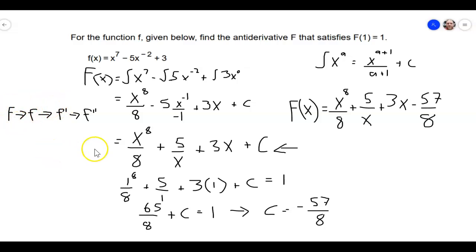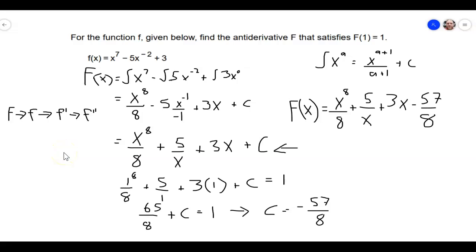If you're going from here to here, this would be 1 antiderivative. If you're going from here to here, this would be 1 antiderivative. If you're going from here to there, that would be 2 antiderivatives. If you're going from here to here, that would be 3 antiderivatives. So this is the order in which it goes.